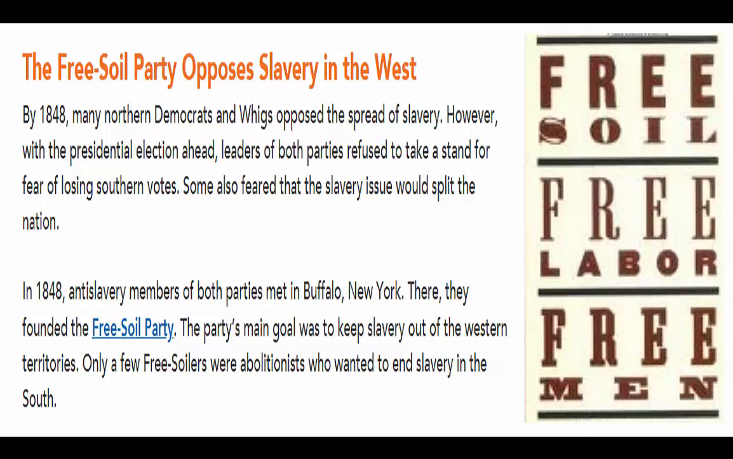Question number 18. What type of people created the Free Soil Party in 1848? Well, people who were anti-slavery members of both the Democrats and Whigs decided, you know what, if our parties are not going to talk about this, then let's create our own party. Number 19, the main goal of the Free Soil Party was to keep slavery out of the Western territories.